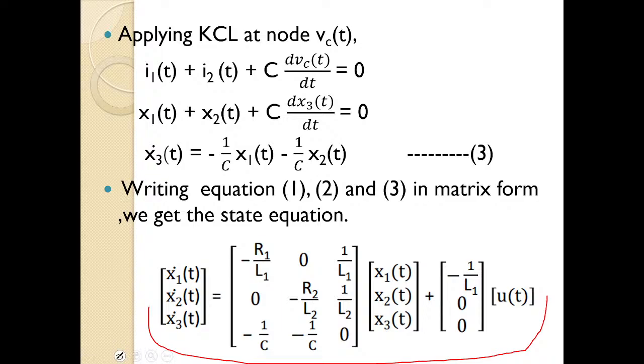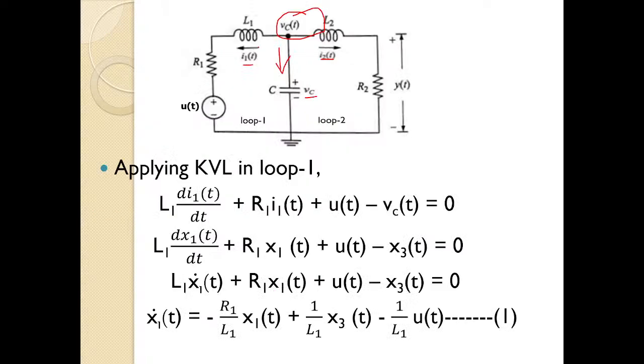Now what is our output? Let us go to this circuit. What is y of t? Y of t is across R2, so it is the voltage across R2. What is the voltage across R2? R2 into the current flowing through R2, which is I2 of t. So R2 into I2 of t. What is I2 of t? It is x2 of t.